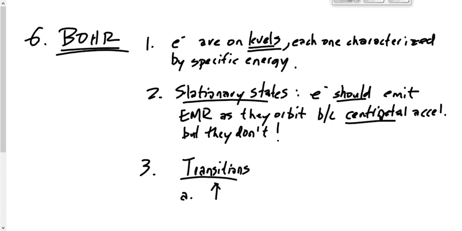And finally, these electrons can make transitions. They can make a transition up by absorbing energy, usually EMR, or they can make a transition downward by emitting energy. And that energy that's emitted is always EMR. Not usually, always.